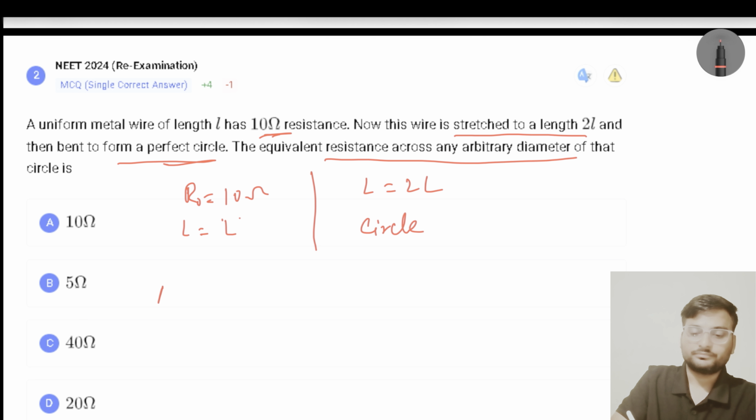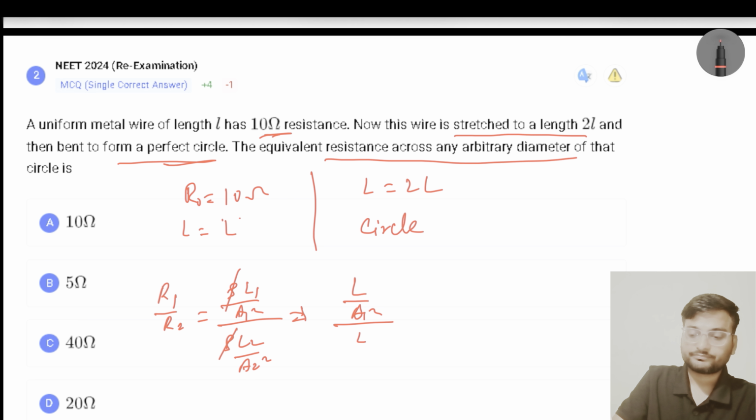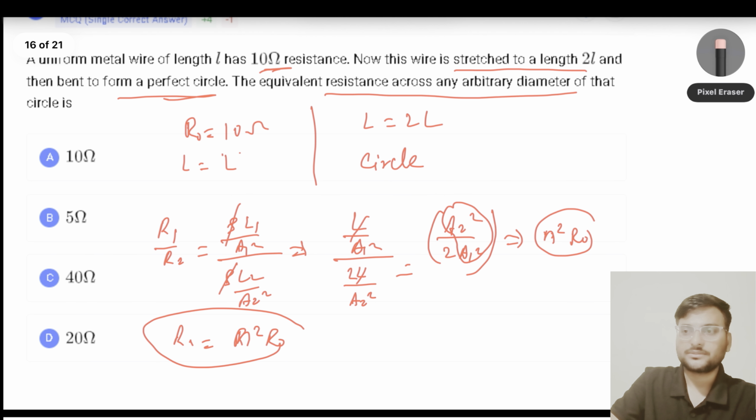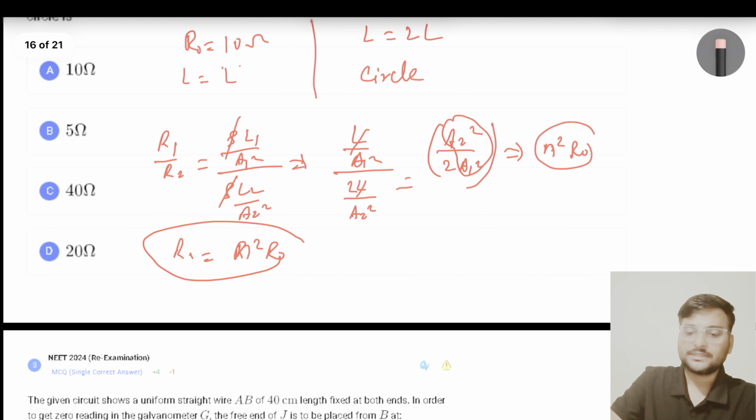First find the relation between R1 and R2. R1 is equal to rho L1 by A1 square, and R2 is rho L2 by A2 square. Rho cancels out, L1 is L by A1 square, and L2 is 2L by A2 square. So L cancels out, and we can say A2 square by 2 into A1 square. When you solve this, the value will come as n square by R0. The value of R1 will be n square by R0. So whenever we solve the formula, R1 is equal to n square R0.